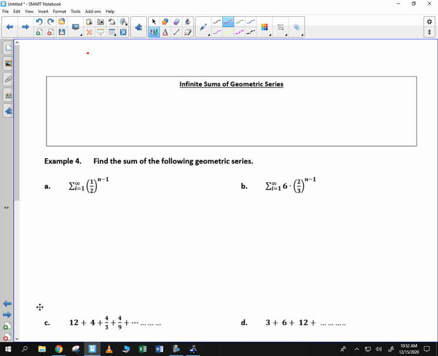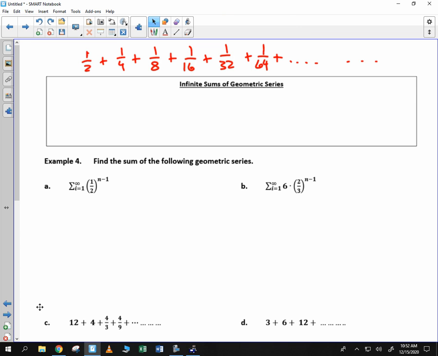So this is my favorite part. What if we have an infinite number of terms? For example, 1/2 plus 1/4 plus 1/8 plus 1/16 plus 1/32 plus 1/64 plus ... all the way to an infinite set. What does that add up to? Some of you have thought about this before.